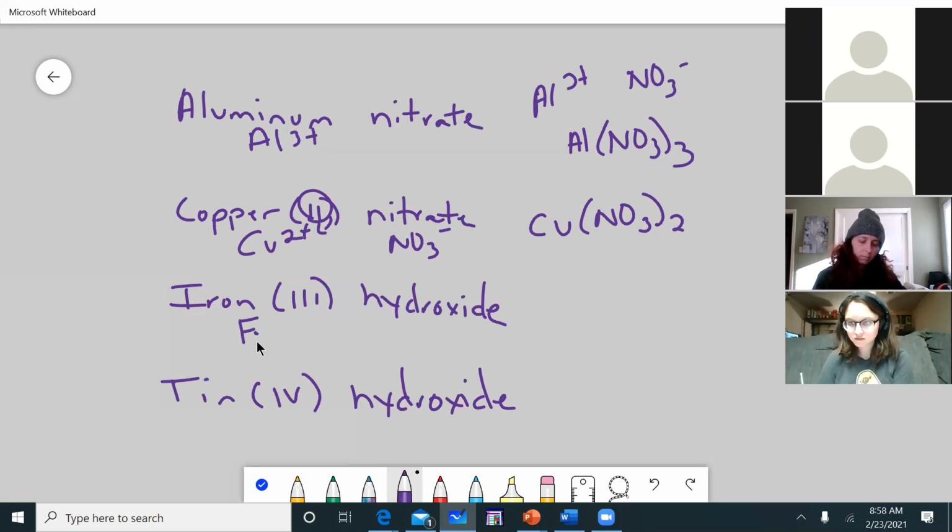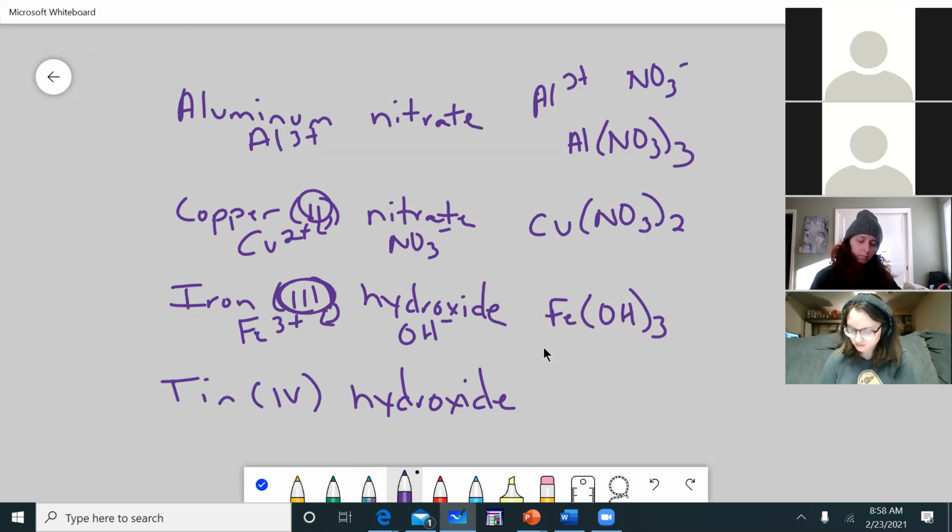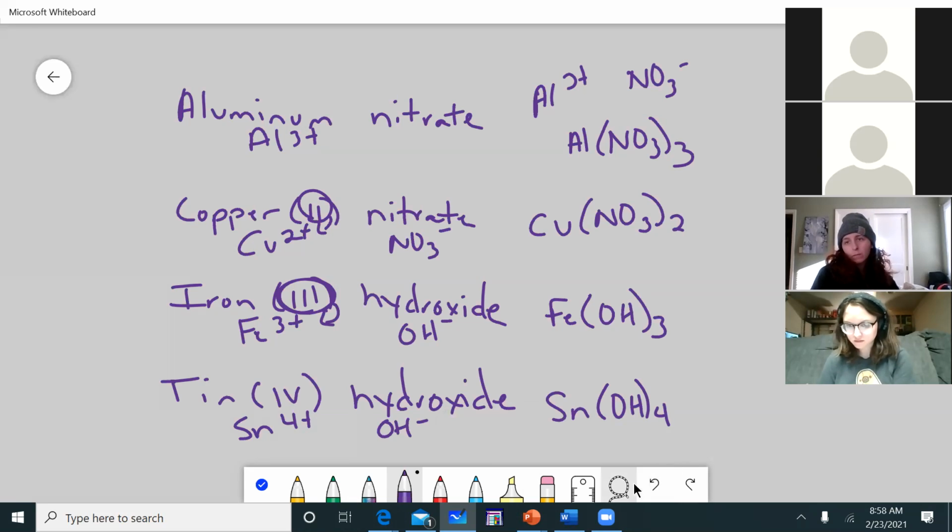Iron 3 hydroxide, iron is Fe with a 3 plus. In this case, again, this is telling me charge, not number of them. Hydroxide is OH with a minus charge. Flip-flop, Fe, I should end up having 3 hydroxides for every 1 iron. Last one, tin 4 hydroxide. In this case, it's Sn with a 4 plus charge. Hydroxide is OH minus. Flip-flop, I should have 4 hydroxides for every 1 tin. Sn, OH, 4.